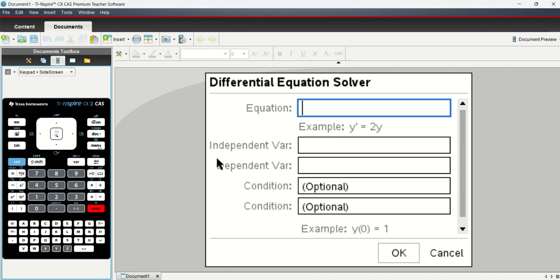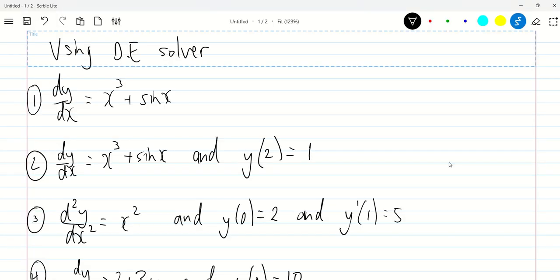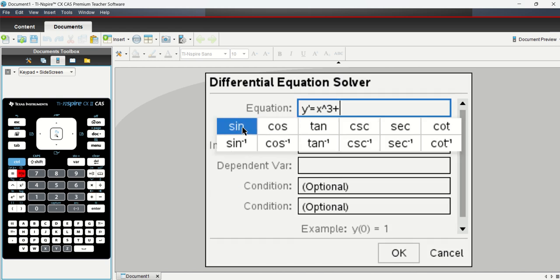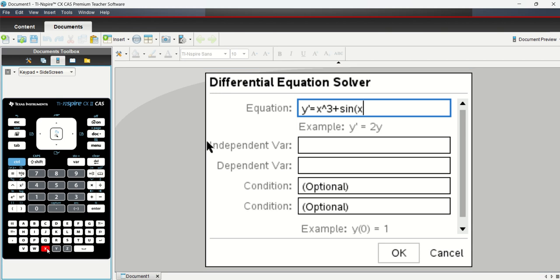So here, dy/dx, the way it's represented is y, and then in the pi menu, this dash, that's the derivative of that. So that means dy/dx, what I've just typed in there. So that's dy/dx equals, and I can't even remember what it is, it doesn't really matter, it's x cubed plus sine x. So there's my DE: dy/dx is equal to x cubed plus sine x.